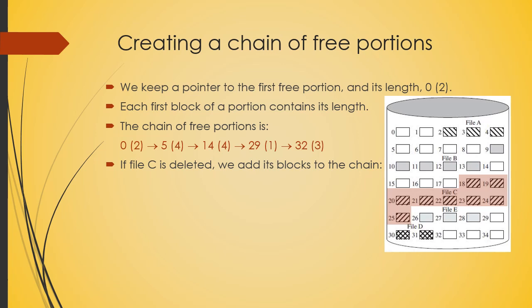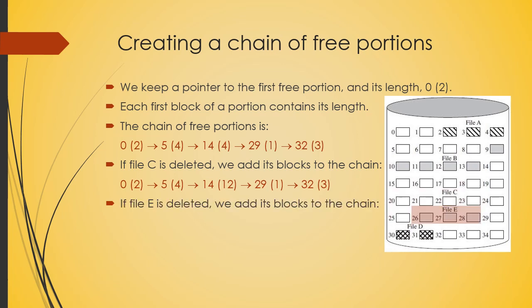If file C is deleted, we add its blocks to the chain. So you can see that the chain has altered: 0, 2, 5, 4, 14, 12, 29, 1, 32, 3. If further file E is deleted, we add its blocks to the chain. So the chain now becomes 0, 2, 5, 4, 14, 16, 32, 3.